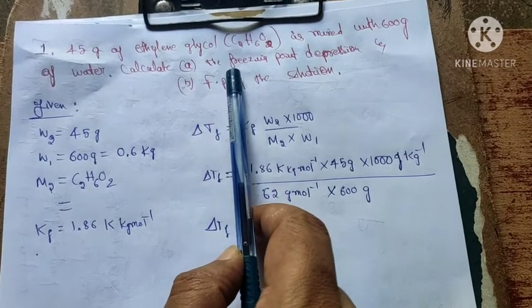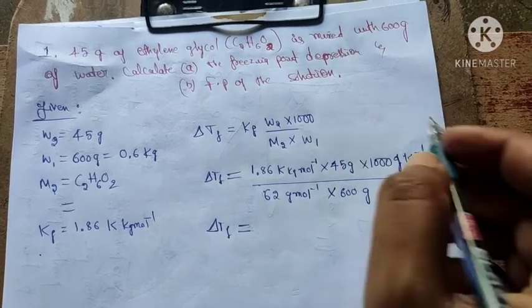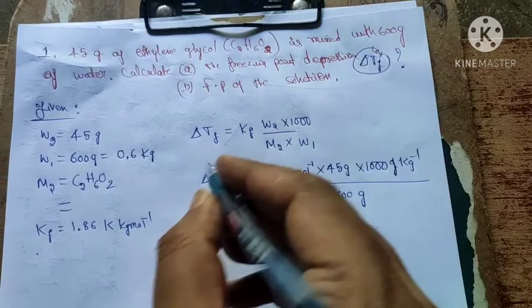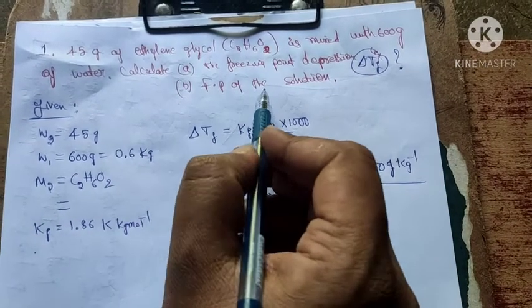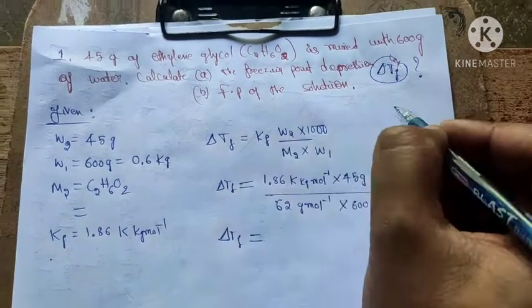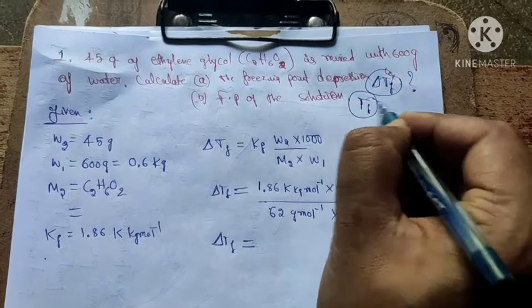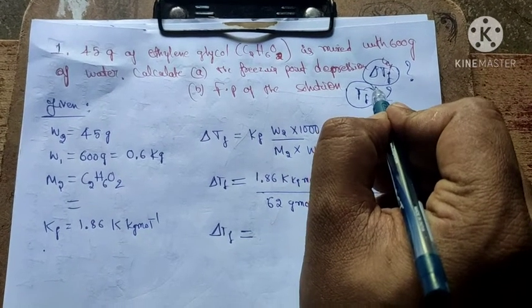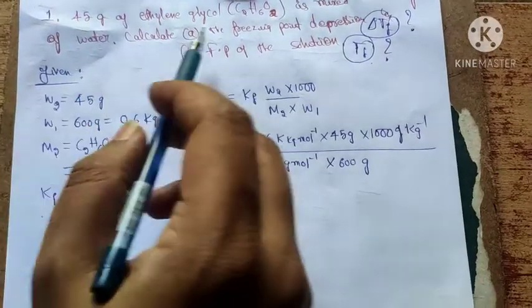Calculate the depression of freezing point, which is indicated delta TF, right? And second one, the freezing point of solution, say TF. T naught F is for the pure solvent. Okay, see what values are given.